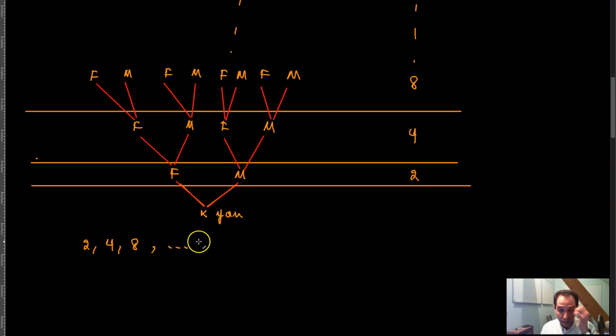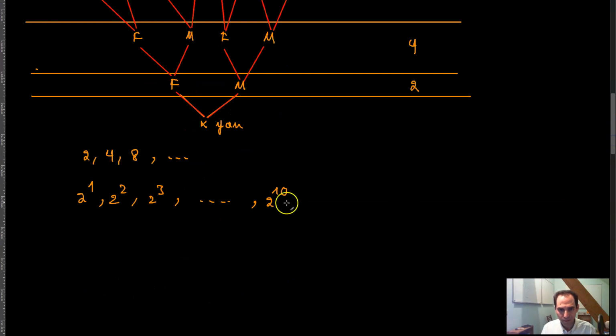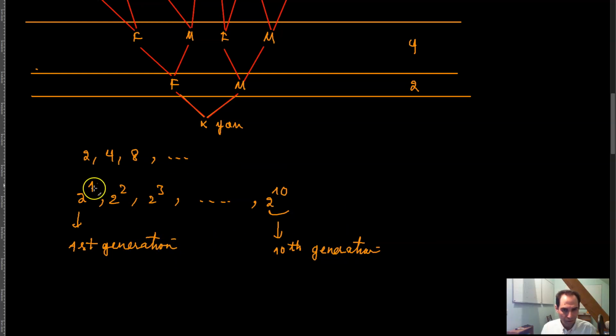Which means that basically in the 10th generation, you can write this as 2 raised to the power n. When your n is equal to 1, you can write this as 2 raised to the power 1, 2 raised to the power 2, 2 raised to the power 3. Which means that in the 10th generation, you had 2 raised to the power 10 ancestors, right? This is the 10th generation. And this is the first generation, right? So that's basically that.